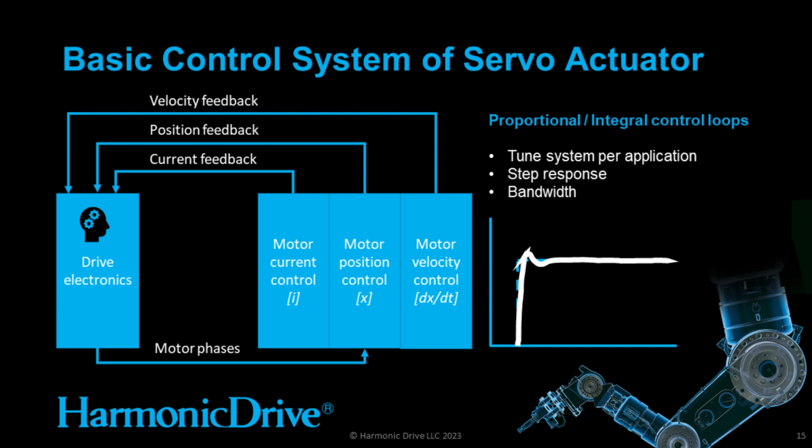These loops are usually tuned per your application. So if you have a high inertia load or if you have a low inertia load, you would need different control gains for your control loops. Another thing that's usually measured in a system that requires control is the bandwidth. So this is usually done with a Bode plot, and I don't have a picture of that to share with you right now.